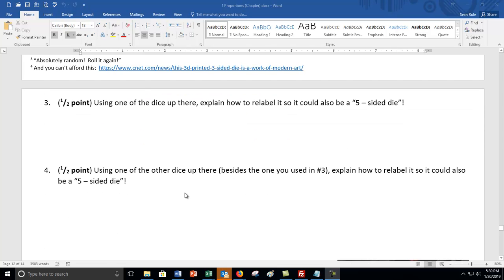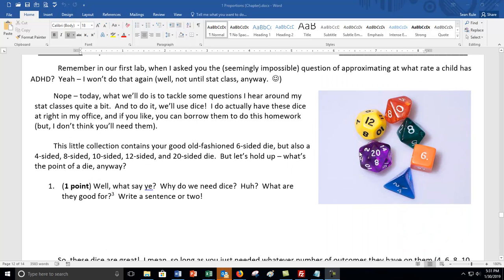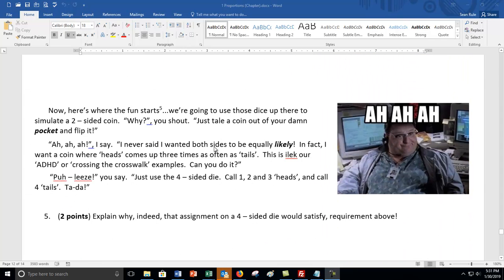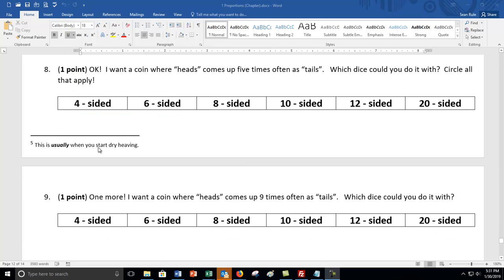Using one of the other dice up there besides that one, I would say the 20-sided die is the one to go to there. It's just like the 10-sided die, except you've got twice as many sides. So I think you definitely want to go 20-sided there. Now, here's where the fun starts. Yes, this is when you start cringing.